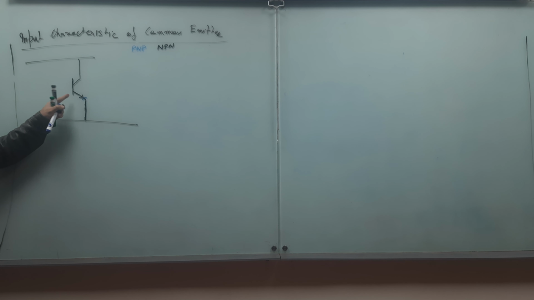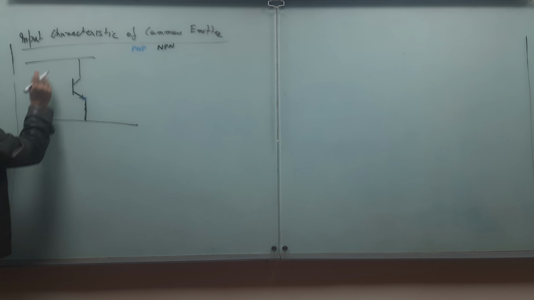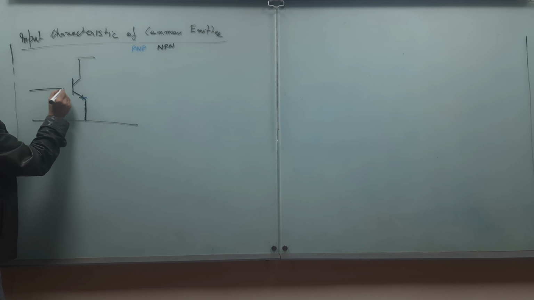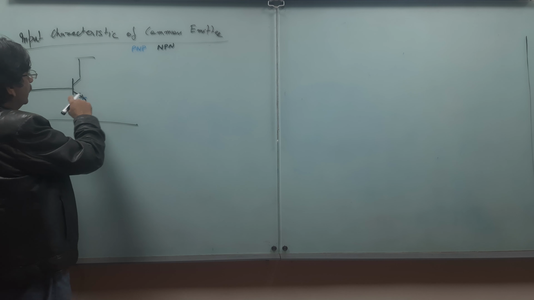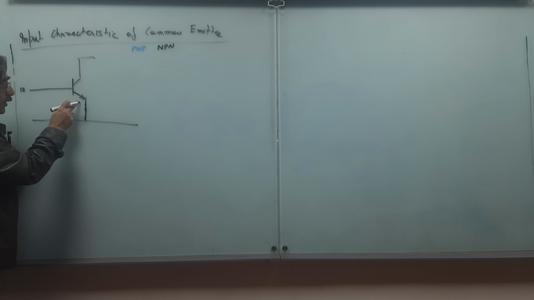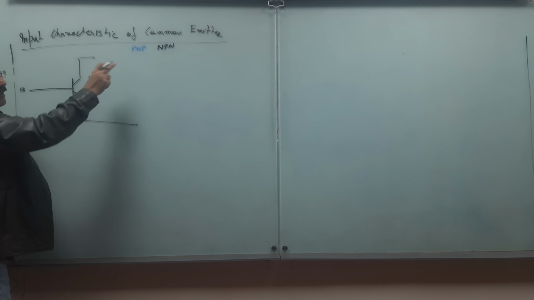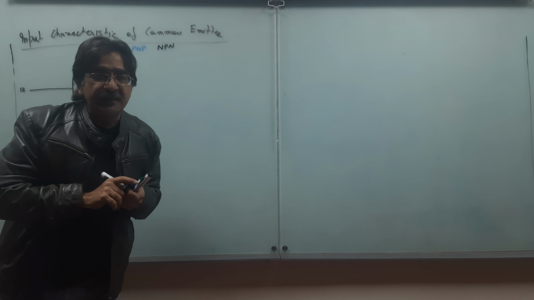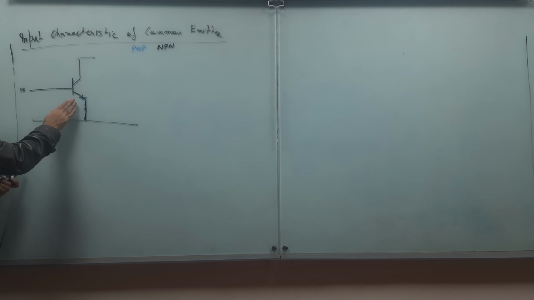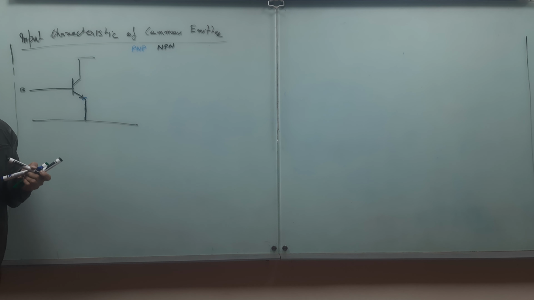If the arrow is outward, away from the base, and this is the base, then that will be an NPN. If the arrow is toward the base, then that will be a PNP. That is the difference. Okay, and the arrow always represents the emitter. Okay, so this is an emitter.